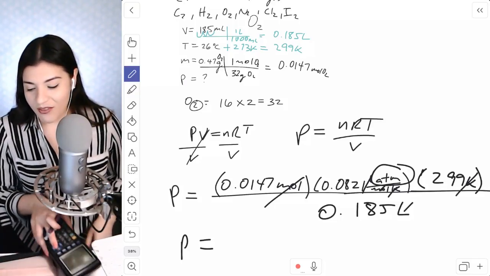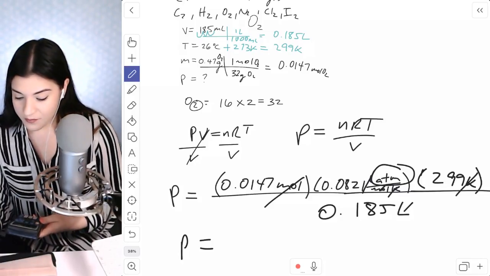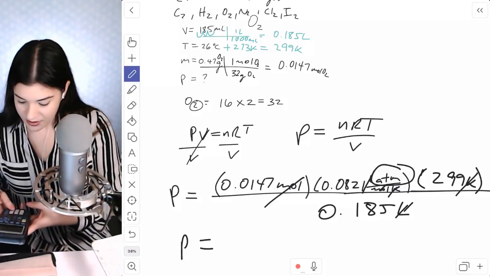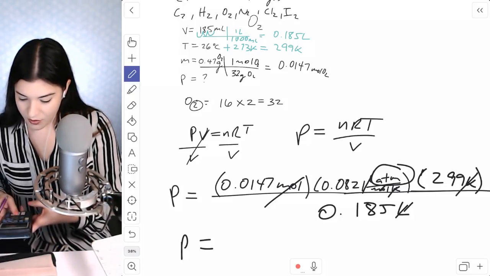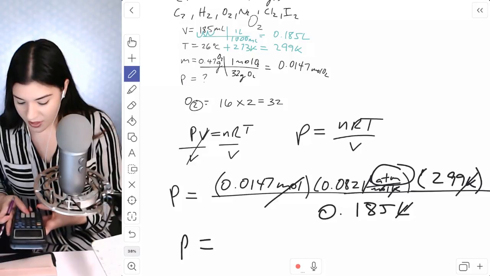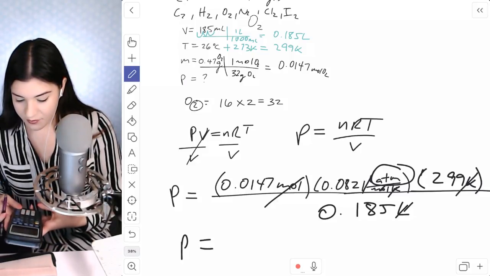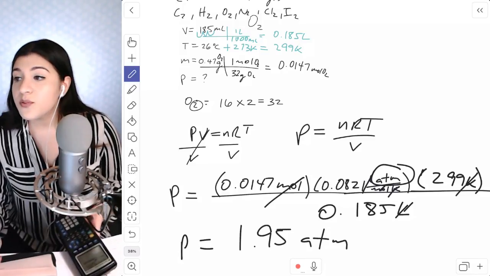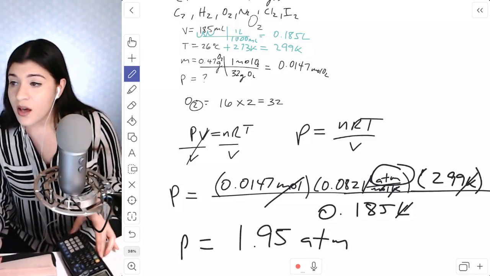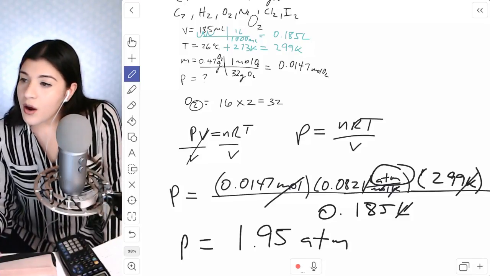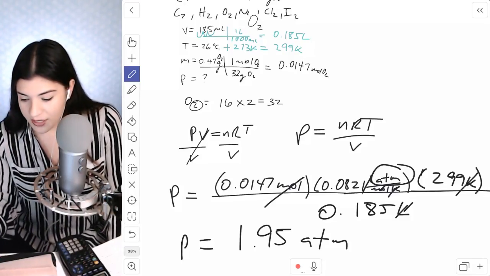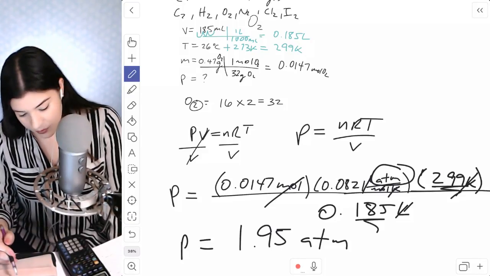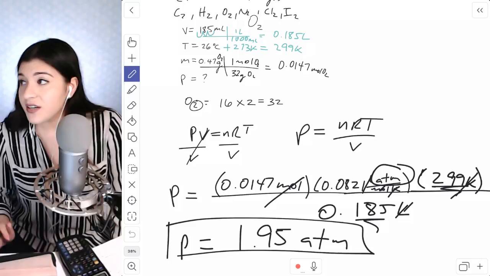Okay, so now I'm going to multiply everything on top and divide. So let's see what that gives us: 0.0147 times 299 times 0.0821, divided by 0.185. This gives us 1.95 atmospheres. I'm going to double check that that's the correct number of sig figs. Yes, that would be correct, since our least amount of sig figs is really 3. So that's it. That would have been our atmospheres.